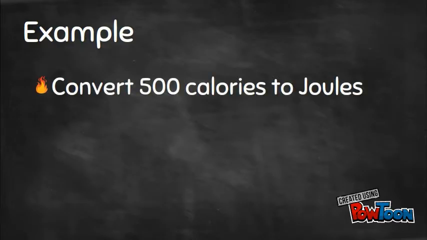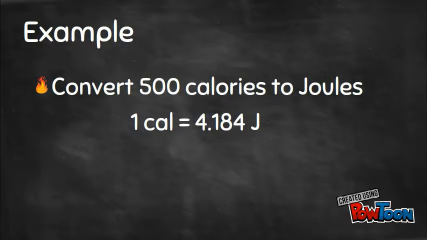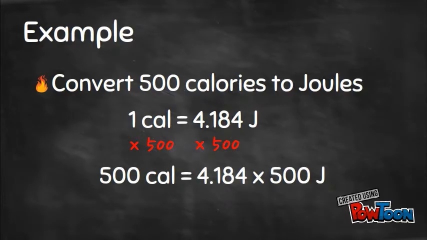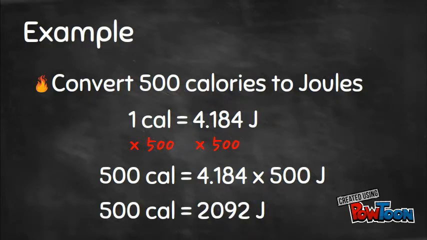An example conversion problem is converting 500 calories into joules. So first you start off with your base equation of 1 calorie equaling 4.184 joules. And then, because you have 500 calories, you multiply the left side by 500. You also need to do that to the right side as well with the joules. After doing so, your new equation is 500 calories equals 4.184 times 500 joules. And your final answer will be 500 calories is equal to 2,092 joules.